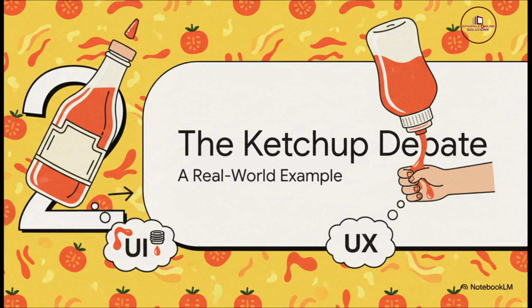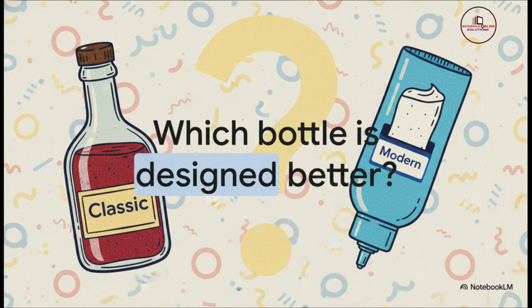All right, enough with the abstract definitions. Let's make this super clear with a perfect real-world example that I absolutely love. We're going to talk about the ketchup bottle. Yep, you heard me. It's a surprisingly powerful story about UI and UX. So here we go. On one side, we have the classic old-school glass bottle. On the other, the modern upside-down squeeze bottle. We have all used both of these, so take a second and really think about it. Which one is truly the better design?